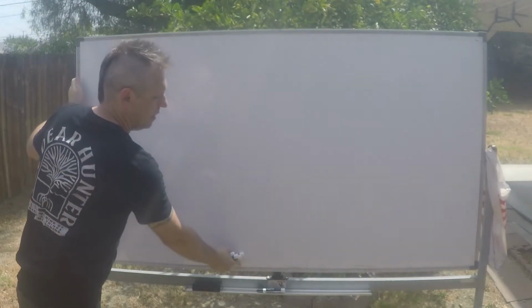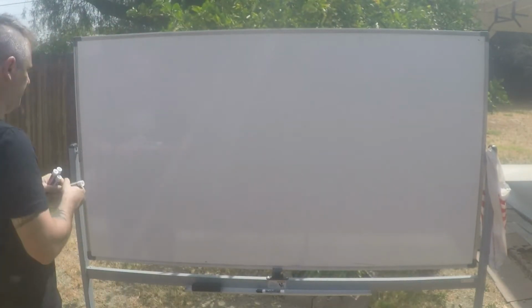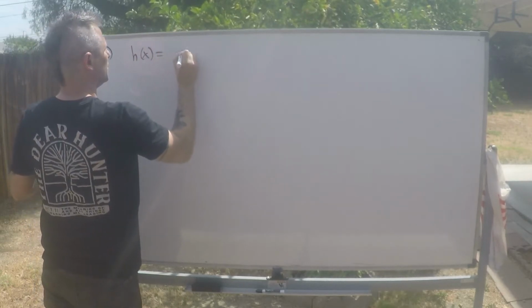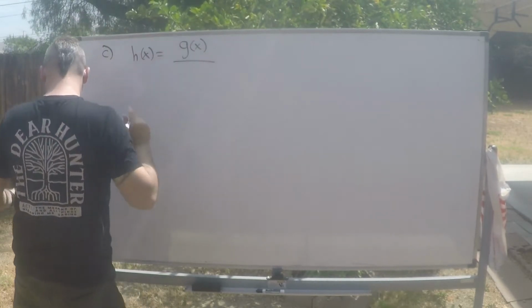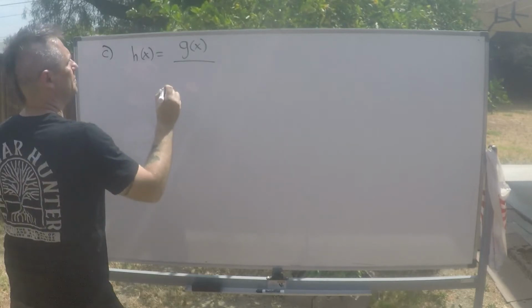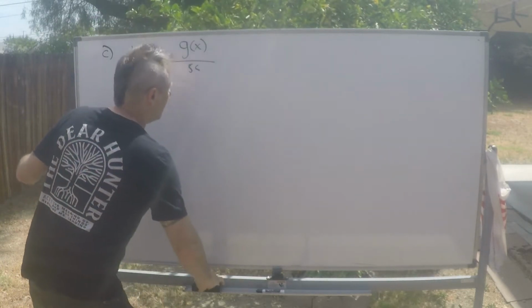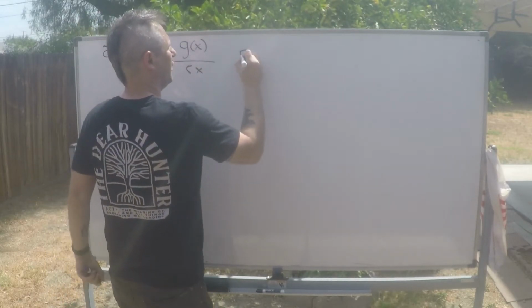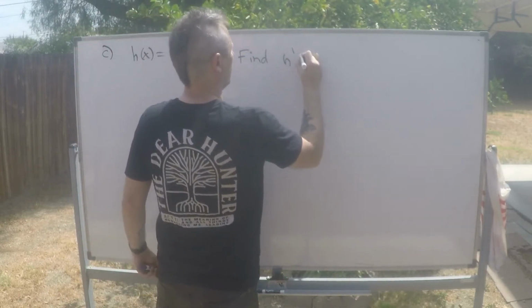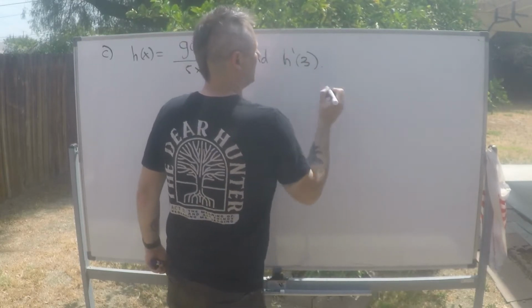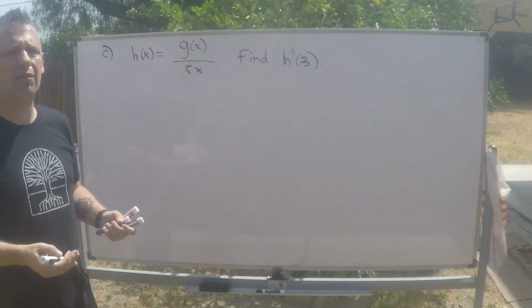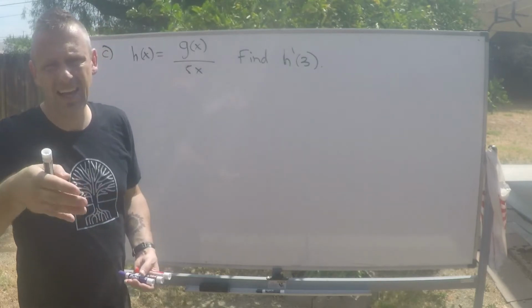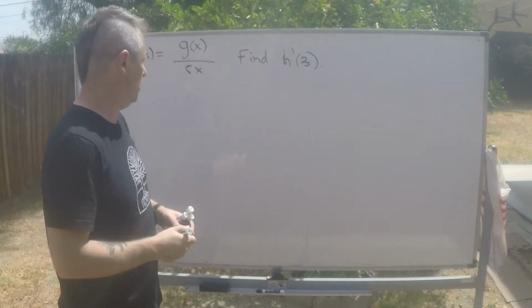Part C. In part C, we define a new function. We define this function h of x, which is equal to g of x over 5x. And they want us to find h prime of 3. So what is this problem all about? This problem is about the quotient rule. And again, a little bit of the fundamental theorem of calculus part 2.